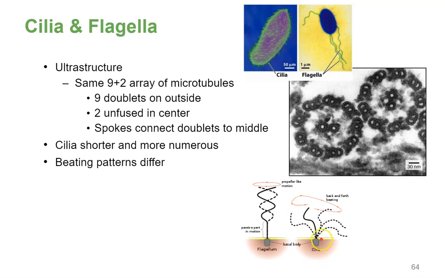And so cilia are made up of shorter microtubules, and they just kind of whip or have a beating motion, which allows movement. And then flagella are typically beat in a propeller-like motion, and that allows movement as well.